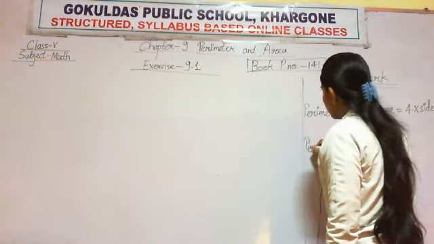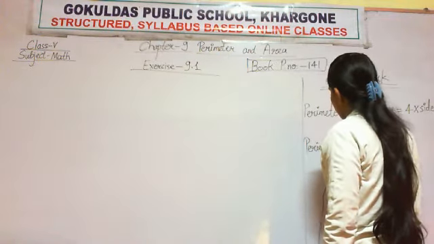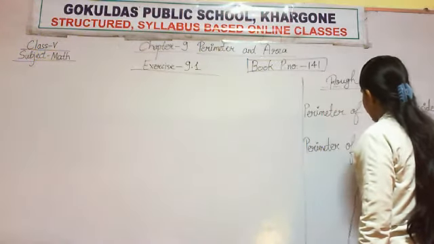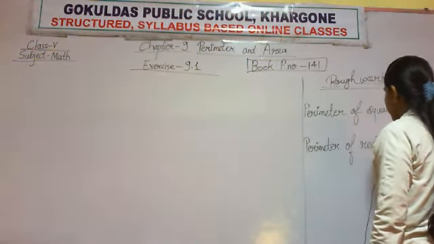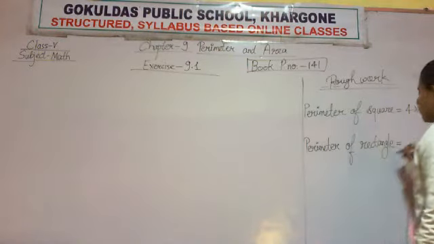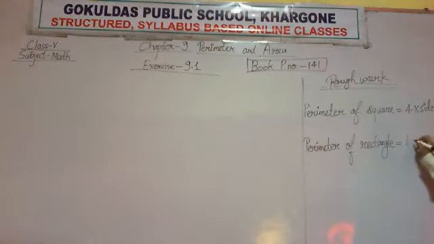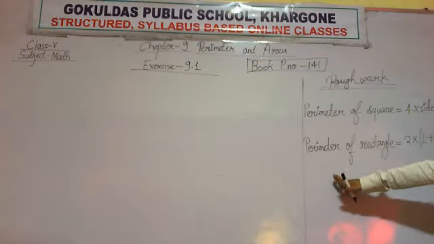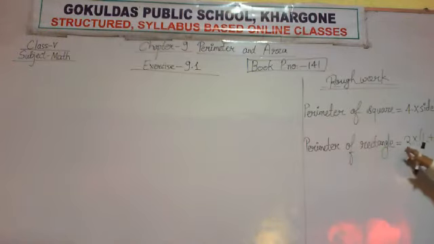And perimeter of rectangle. The other shape was rectangle. So the perimeter of a rectangle is equal to 2 multiplied by bracket open length plus breadth. What was the formula for rectangle? Perimeter of rectangle equals 2 multiplied by length plus breadth. These two formulas we have already discussed in our previous lecture, right?